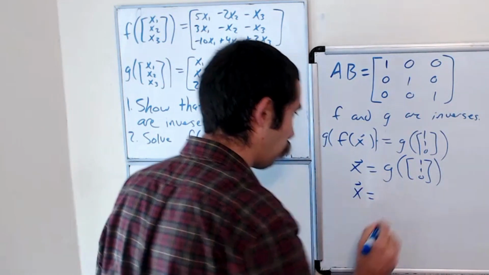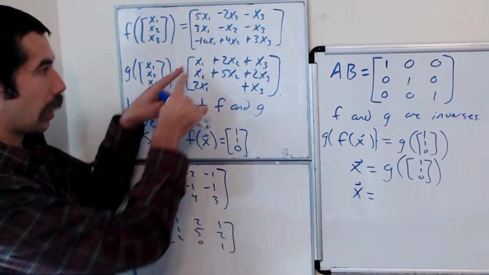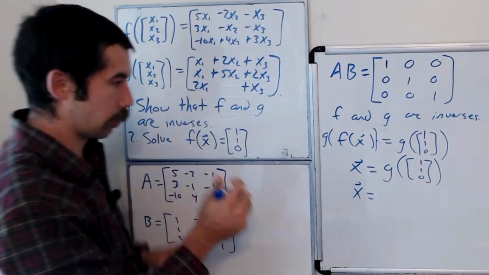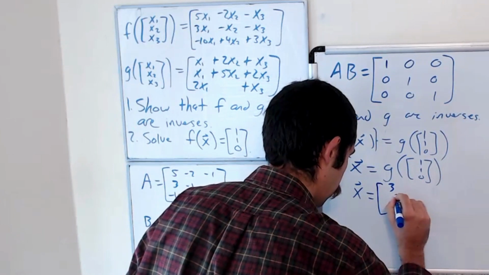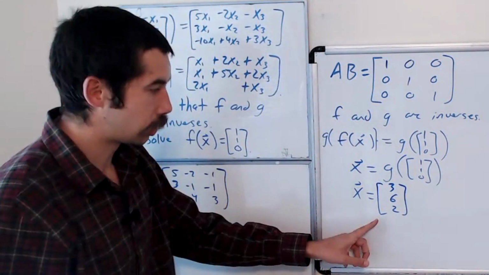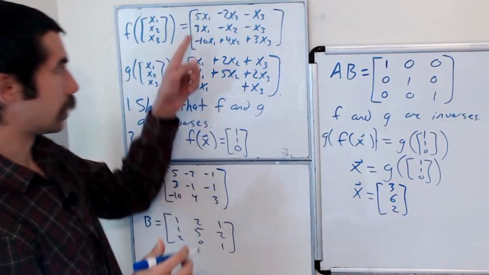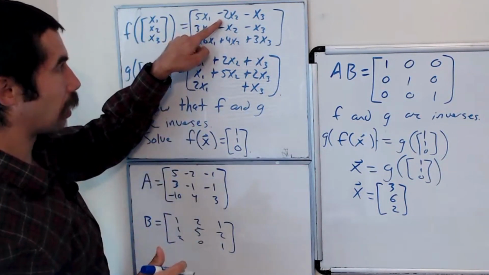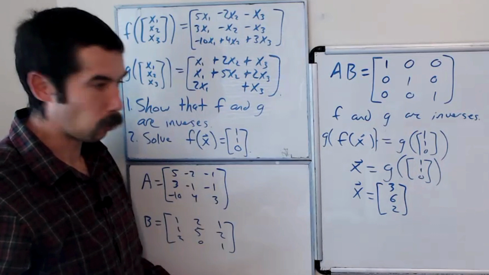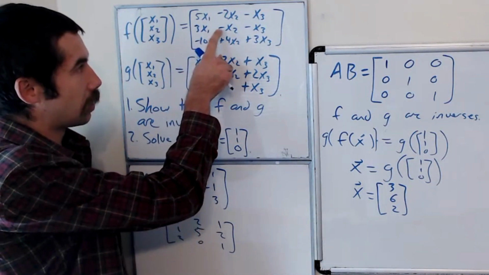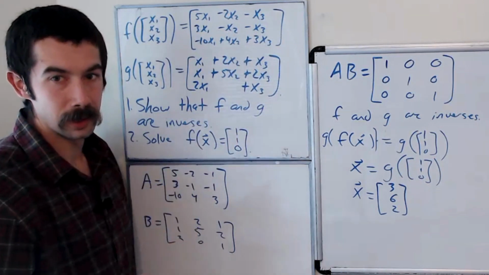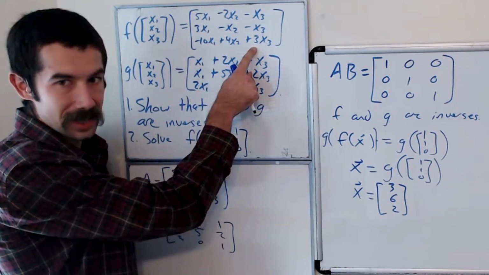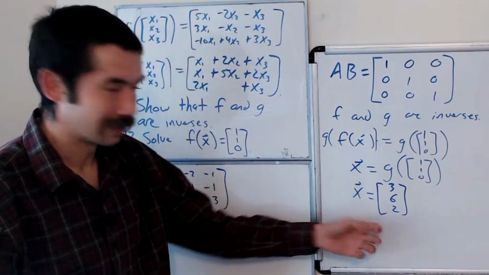Subbing (1, 1, 0) into g, we get (3, 6, 2). And you could check: if we sub (3, 6, 2) into f, we would get (1, 1, 0). Right? 15 minus 12 minus 2 is 1. 9 minus 6 minus 2 is 1. And -30 plus 24 plus 6 is 0. So there you have it.